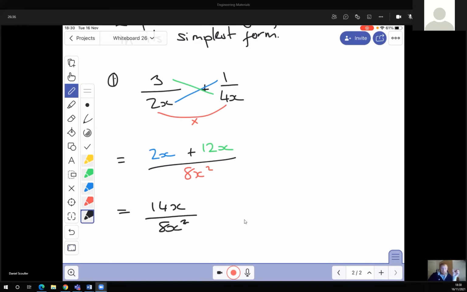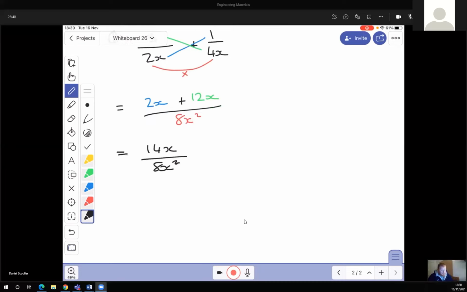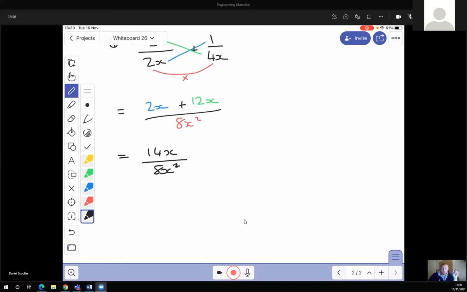Now I could collect those terms at the top because they were like terms, they were both x, both to the power of 1. So I can collect those at the top and get 14x. Now it's like the simplifications we were doing last week. Early last week we looked at the cancellation method: we looked at the numbers at the front first, simplified that down, and then simplified the letters using the rules of indices.